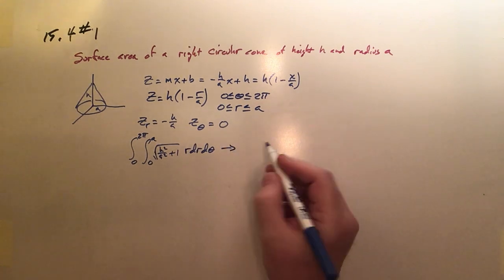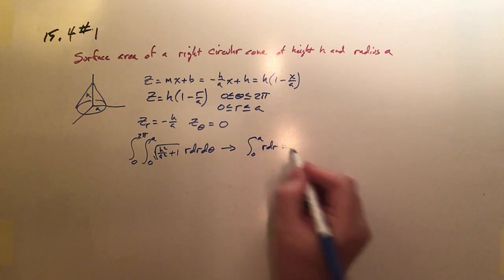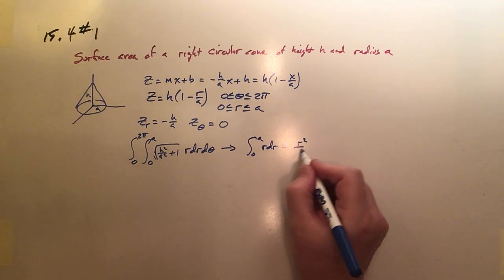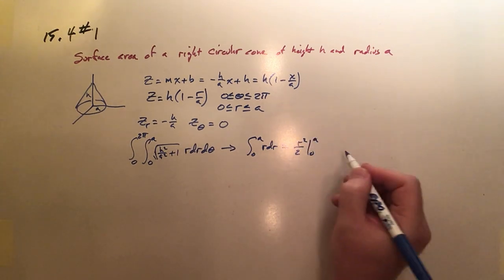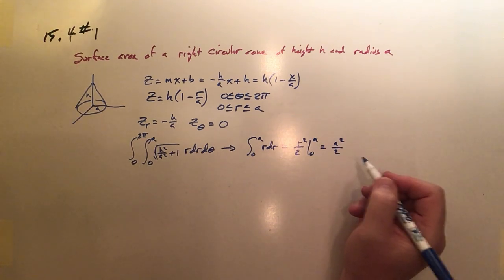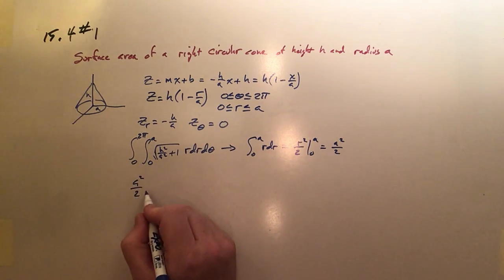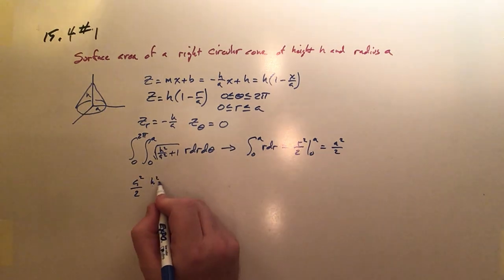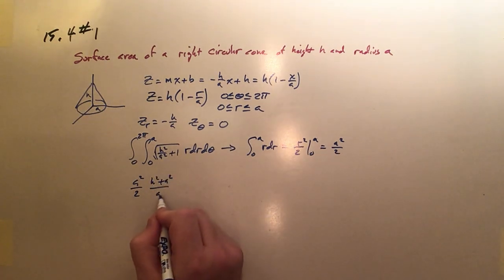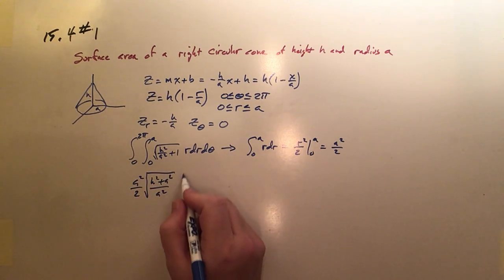So my first integral is really going to be the integral from 0 to a of r dr, and that's just going to be r squared over 2 between 0 and a. And that's just going to be a squared over 2. So now my constant outside is a squared over 2. And then I'll dress this up a little bit. This is going to be h squared plus a squared over a squared, and all that under the radical.